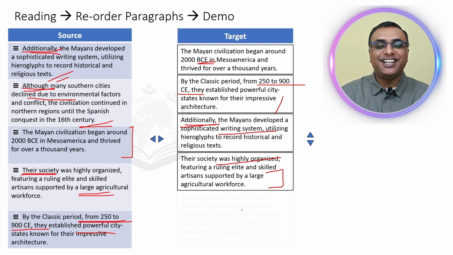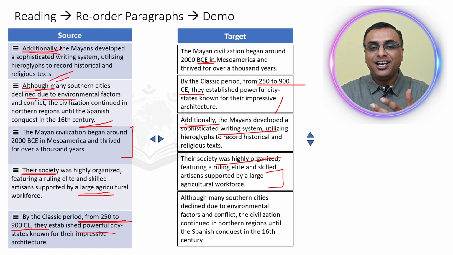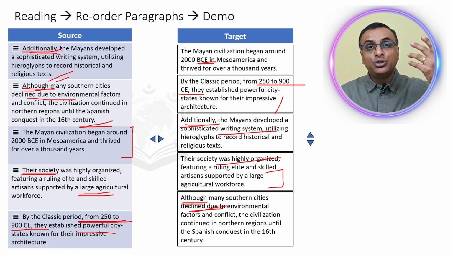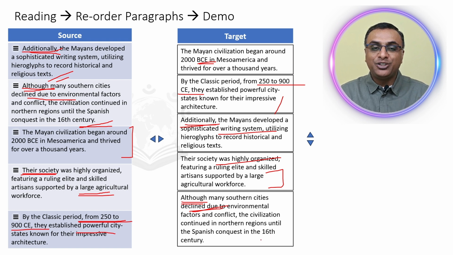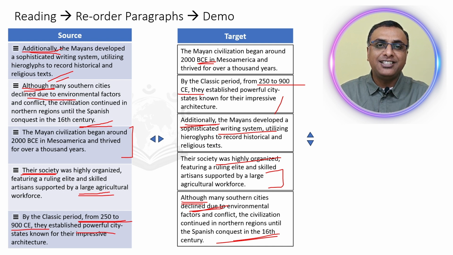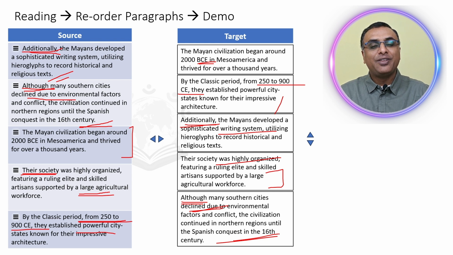Now coming to the last sentence, it is nothing but, although many southern cities decline due to environmental factors, and there are many clues over here. The first clue is, although. Generally, it is used in a concluding sentence. And additionally, they are telling many southern cities declined due to environmental factors. It is showing the decline after a huge dominance of power. Then it says the Spanish conquest in the 16th century. So finally, after BCE everything, this comes AD, 16th century, something that happened in the very recent past, about 400, 500 years ago. So this could be your fifth sentence.